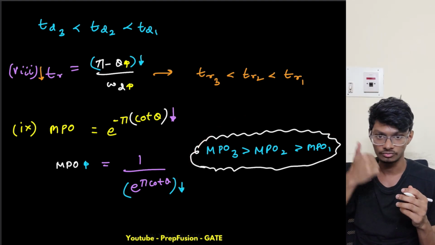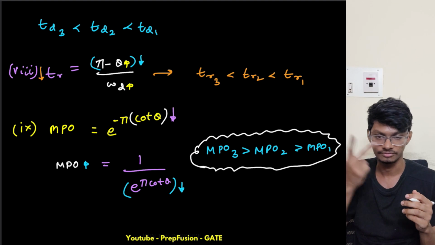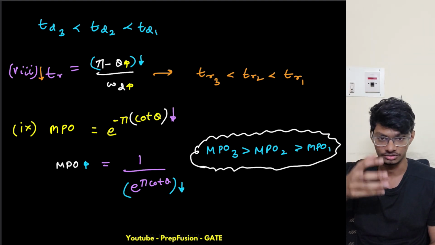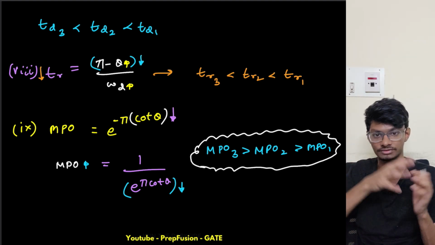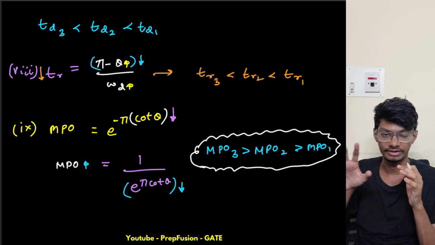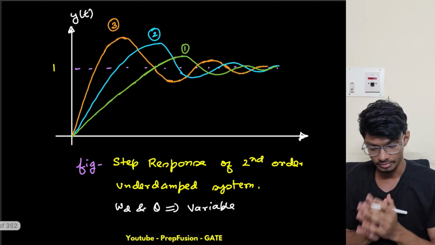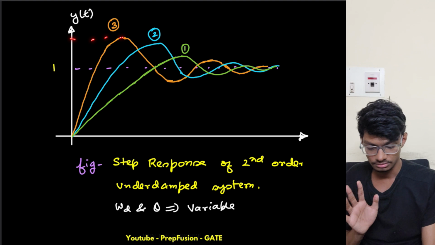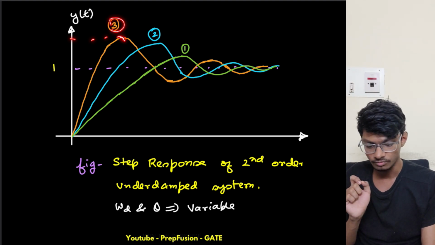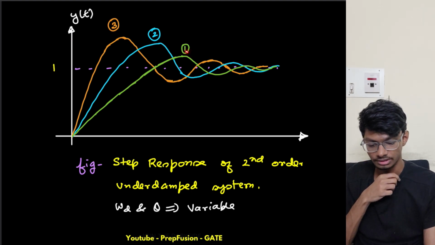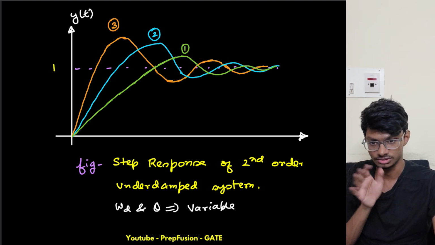My third peak overshoot will be greater than the second, which will be greater than the first, for the three pole locations, meaning three different systems. I have plotted this one. From here you can understand that initially the third system has the most MPO, then the second system has the second most MPO, and the first one has the least. So it is reducing according to system.